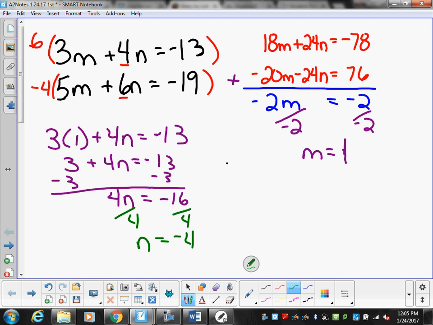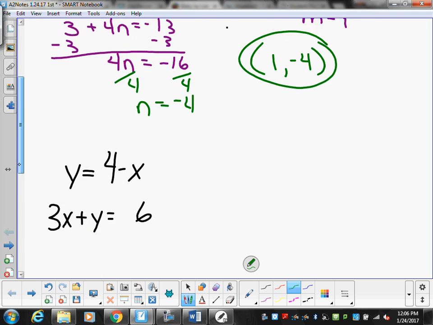All right, so what's my solution look like here? 1, negative 4. Okay, so there's the solution. So all this is to remind you of is if you do not have a coefficient that's the same, then you're going to have to multiply your equations by something. Sometimes you only have to multiply one of your equations, but if there's nothing in common like this one, you got to multiply both equations by something.